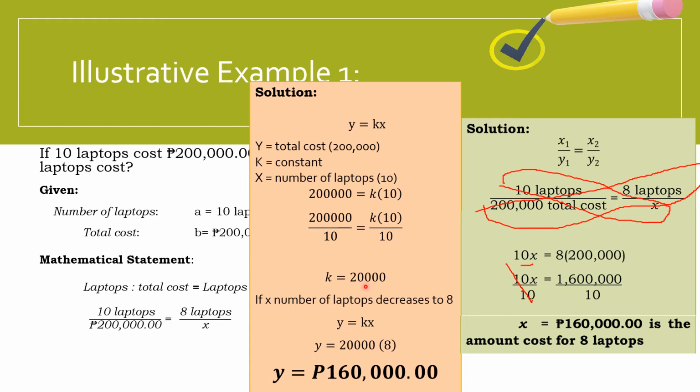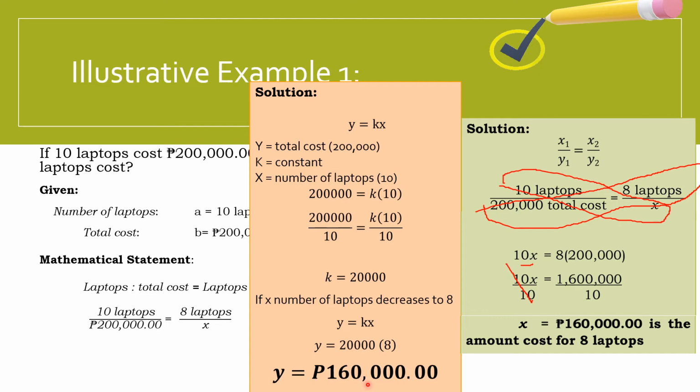But then the question is, what if x, or the number of laptops, decreases to 8? So we'll find the value of y. Okay, so y is equal to kx. Since k is 20,000 pesos, we will multiply that by 8. So 20,000 times 8 is equal to 160,000 pesos.